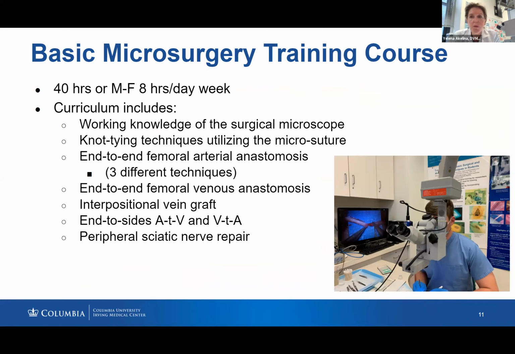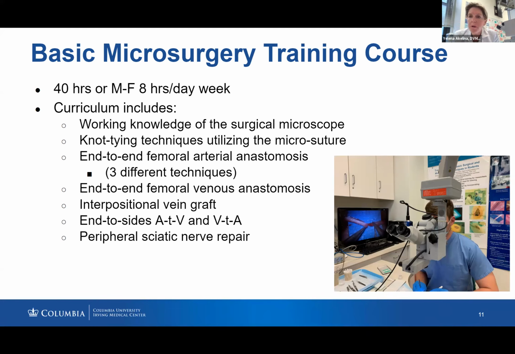And we start with the basic knowledge of the surgical microscope, how to work with this machine, and how to tie knots under the microscope with the small instruments and small sutures. And starting with the living models, we start doing end-to-end femoral arterial anastomosis, different techniques, forehand, backhand, one-way-up, when you're doing the posterior wall first and closing the anterior wall last.